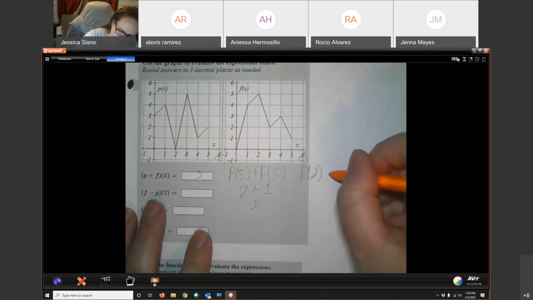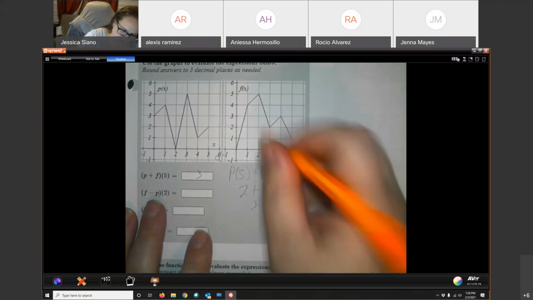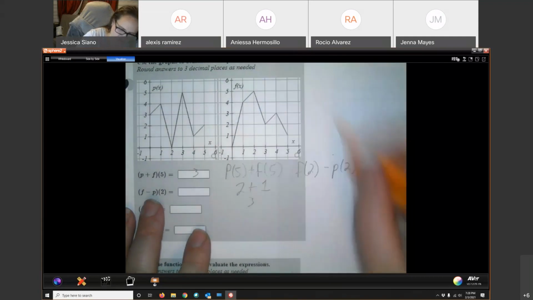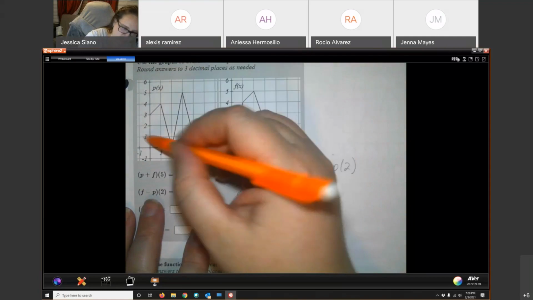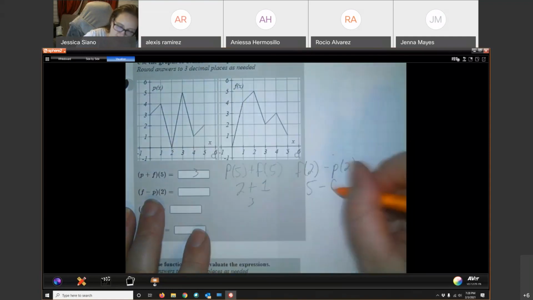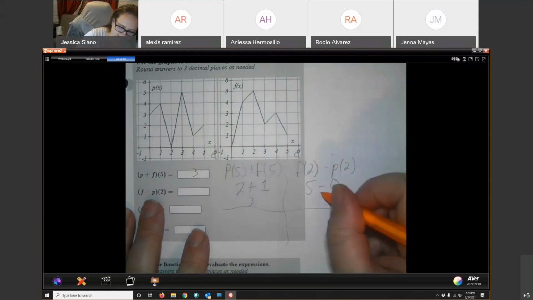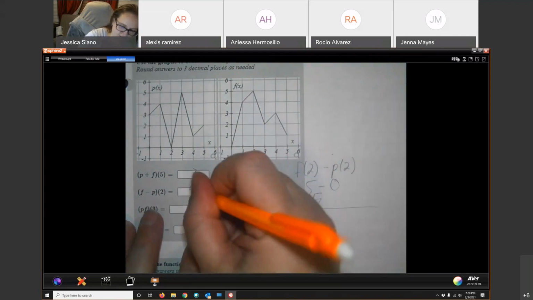F of 2 minus P of 2. So on F, when X is 2, Y is 5. On P, when X is 2, Y is 0. And we were subtracting that time, so 5 minus 0 is 5.